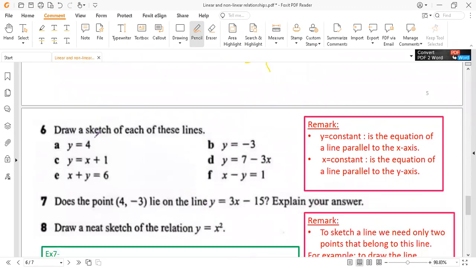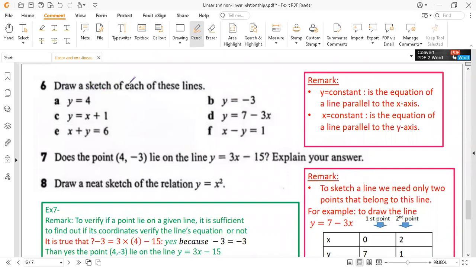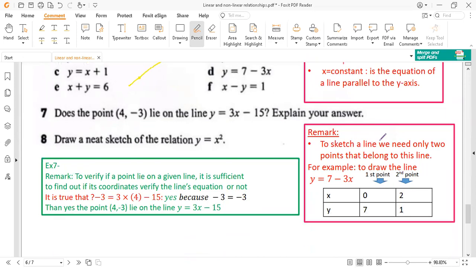And asking about drawing and sketching a line, you should know it is sufficient to find 2 particular points. If we have these particular points of this line, we join them with a straight line to obtain the line. So it is easy to sketch the line. We need only 2 points that belong to this line. For example, to draw the line y equal to 7 minus 3x, how to find 2 particular points?